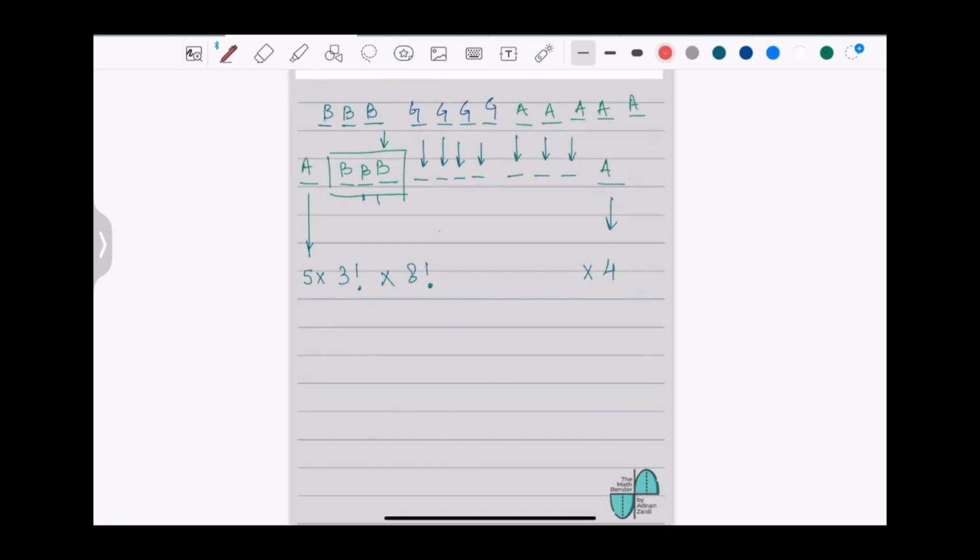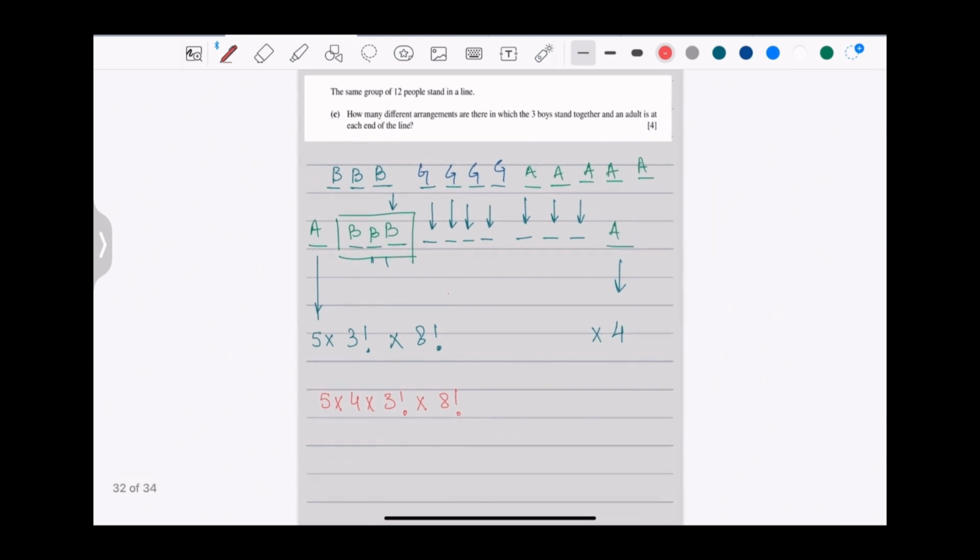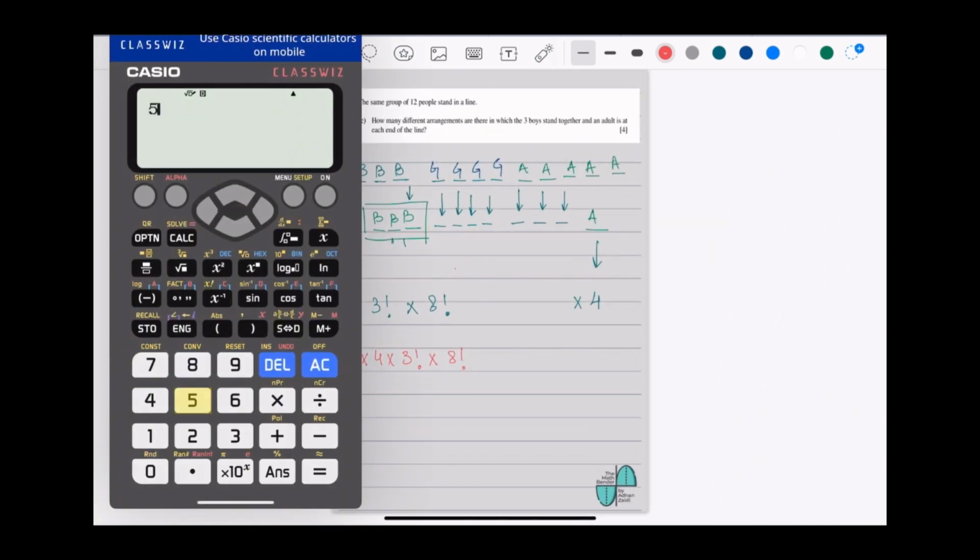The final answer will be 5 times 4 times 3 factorial times 8 factorial. That's going to be a big number though, 4838400.